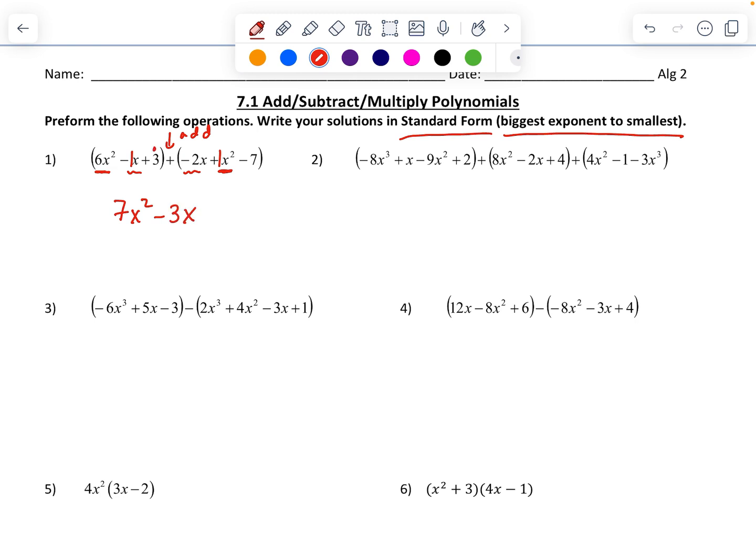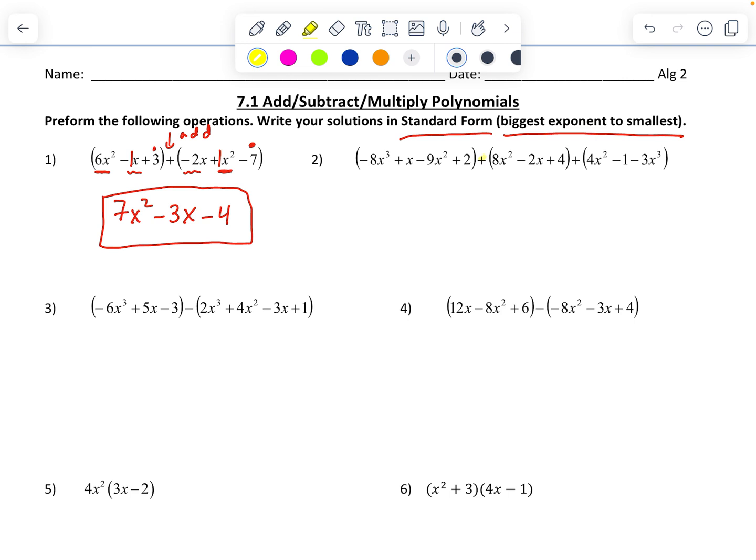So negative 1 plus negative 2 is negative 3x. And then we've got 3 and negative 7. So 3 plus negative 7 is negative 4. We've combined like terms, and it's in standard form, biggest exponent to smallest. So that's all we need to do. The next one, same idea.